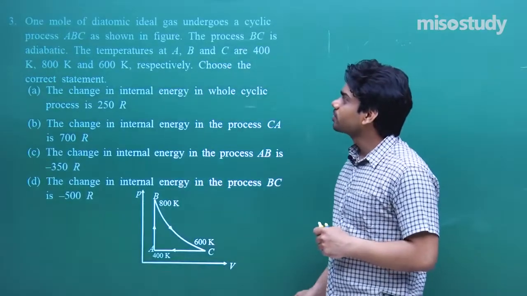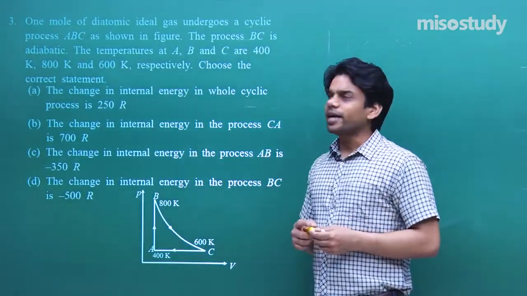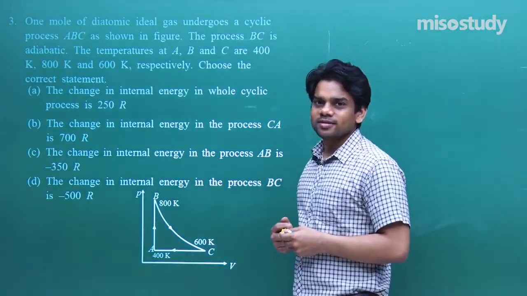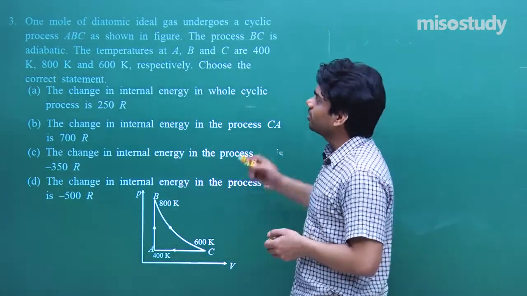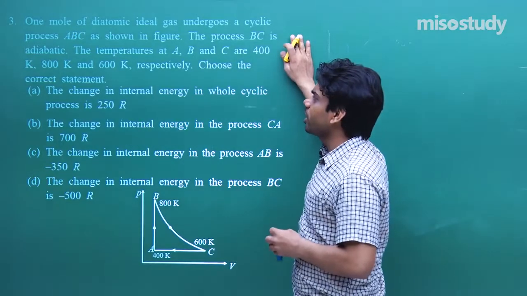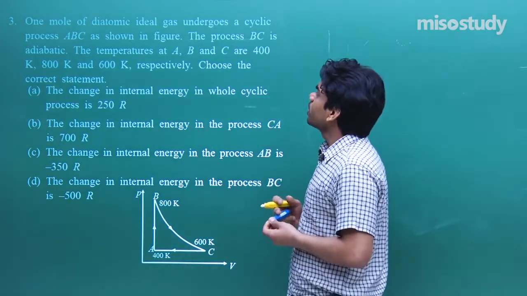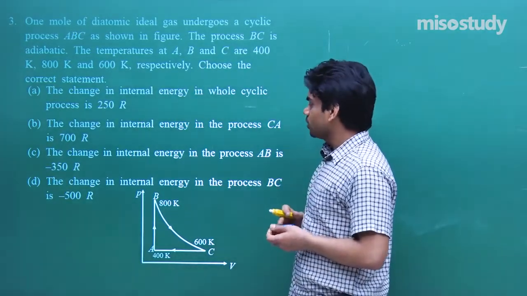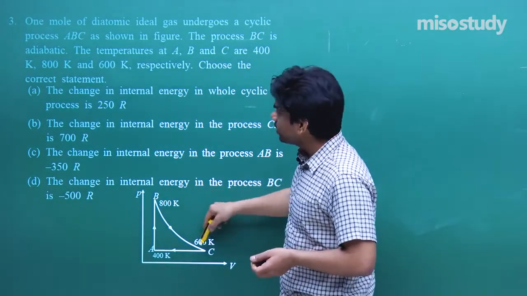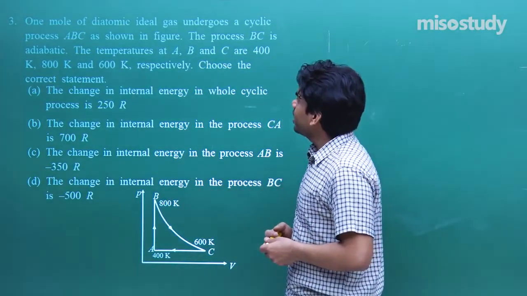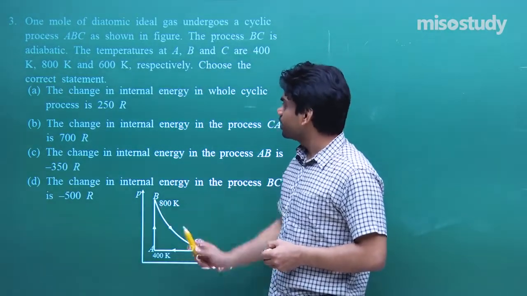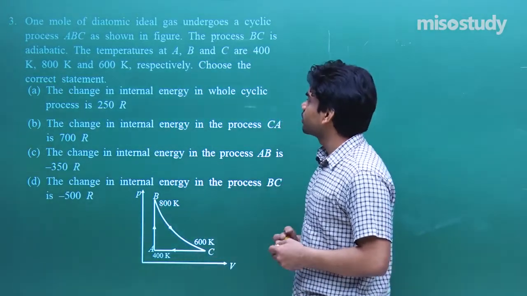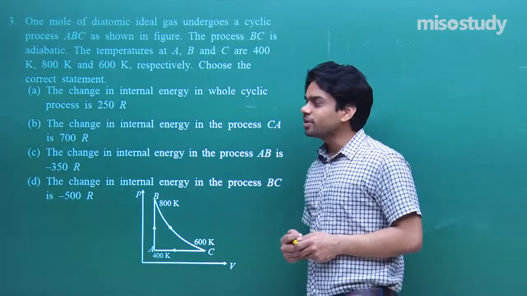Third question, 1 mole of diatomic ideal gas, I believe that you must be knowing about the values of Cp and Cv, undergoes a cyclic process ABC as shown in figure. The process BC is adiabatic. You can see this process BC is adiabatic. The temperatures at A, B and C are 400 at A, 800 at B, 600 Kelvin at C respectively. Choose the correct statement.